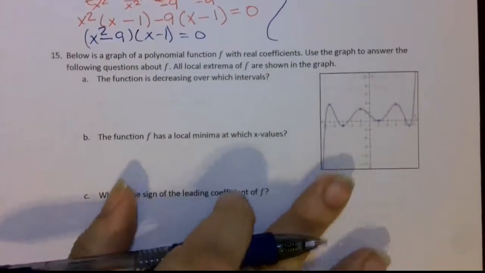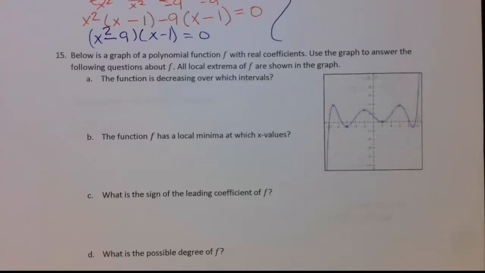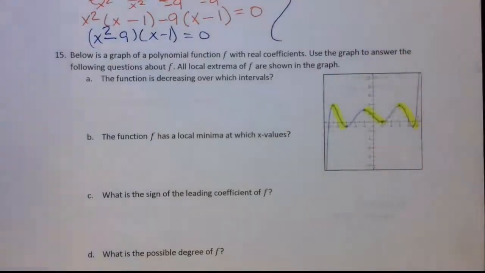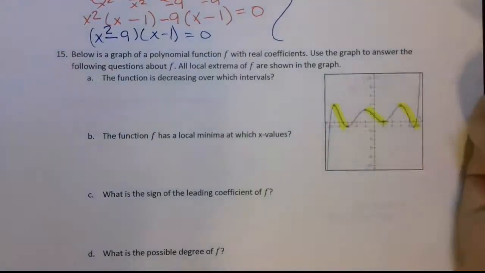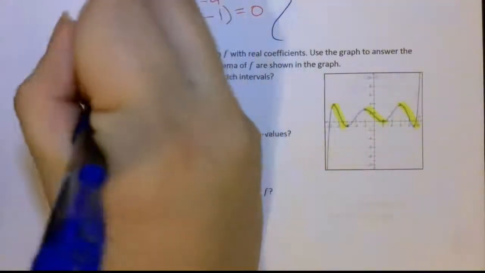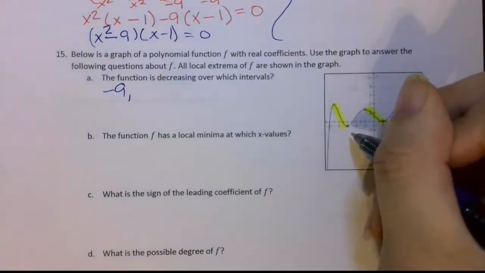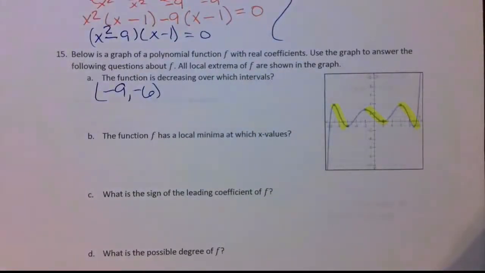Number 15 gives me a graph of the polynomial function with real coefficients. It wants me to use the graph to answer the questions. It is asking me where it's decreasing, so that's where it has a negative slope. So it starts at negative 9, and then that line I highlighted ends at negative 6. They get curved parentheses because it's at a vertex where it can also be increasing on the other side.